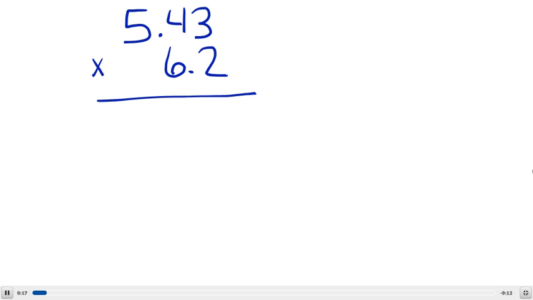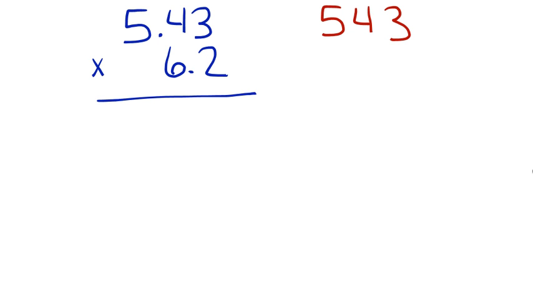So our first problem is 5 and 43/100 multiplied by 6 and 2/10. So remember, whenever you're multiplying decimals, really all you're doing is multiplying two whole numbers. So it's the same thing as multiplying 543 times 62, okay? So you're going to do the same thing.